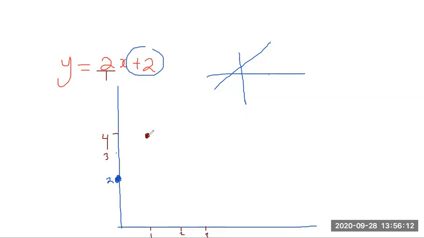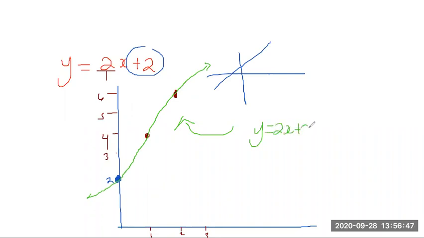And then from this point, I'm going to go up 2 over 1 again, which brings me to here. So I just keep going up 2 over 1, up 2 over 1. And that's how I get my points. At the end of all of it, I just put a line through. This is supposed to be a straight line. You'd use your ruler to do this. And then I could say that this line is y equals 2x plus 2.